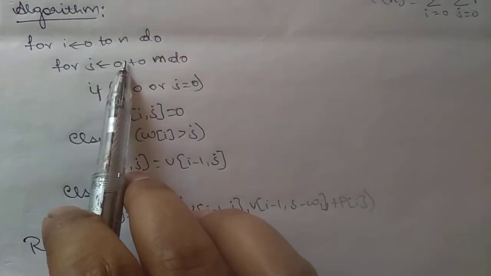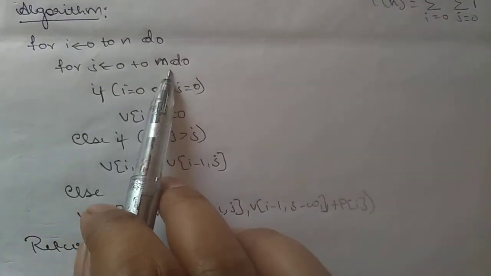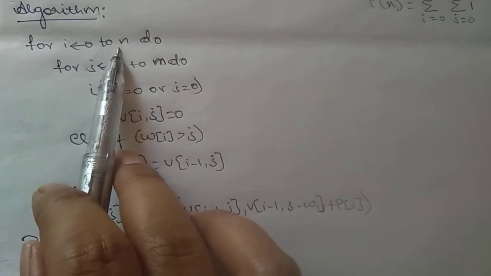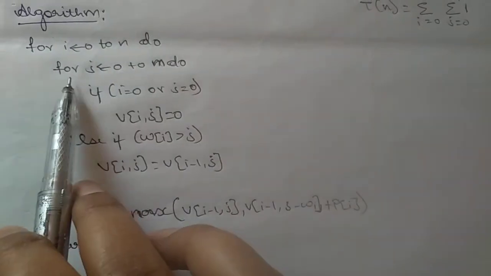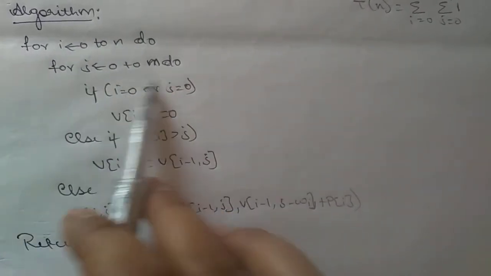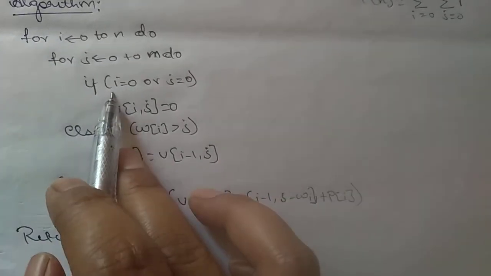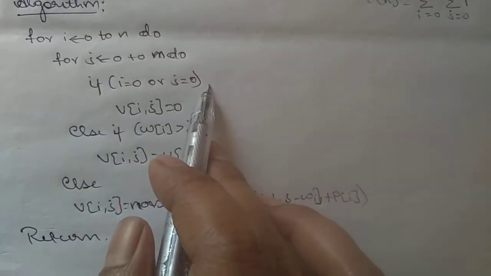For I is equal to 0 to n, for j is equal to 0 to m, do. I is equal to 0 to n means it is the number of objects. j is equal to 0 to m means it is the maximum capacity. So, if I is equal to 0 or j is equal to 0, then V of I j is equal to 0. You can see this in the recurrence relation.